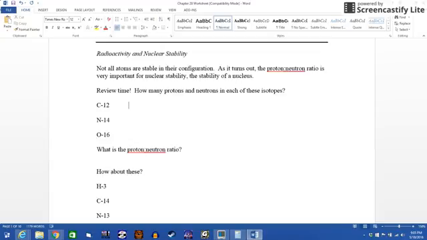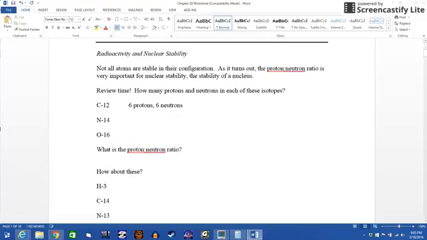C12. How many protons? How many neutrons? Well, you look up at the atomic number for carbon, and you will see that it is atomic number 6, which means that it has 6 protons. And therefore, if it adds up to 12, then it must have 6 neutrons as well. I want you to do the same thing for nitrogen 14 and for oxygen 16. And I also, at that point, with your group of 4, want you to write down what the proton to neutron ratio is. Again, you can press pause.